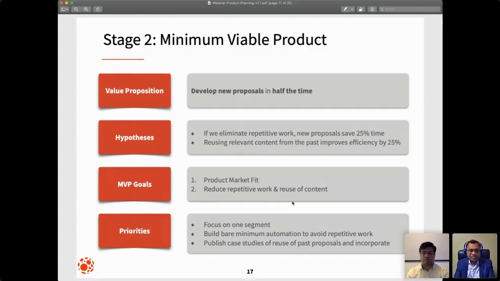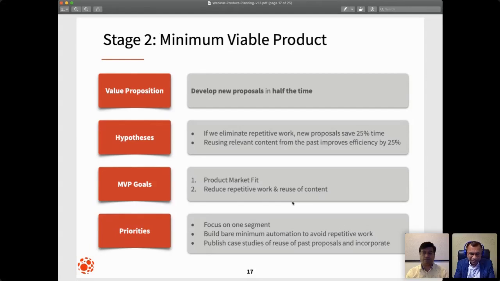So we take goals. The goal is, hey, I need to have product market fit. Otherwise, the product is not going to move forward and we must achieve it. Even if you have achieved a good portion of the hypothesis and value proposition, achieving product market fit is a requirement before you build bells and whistles and finer details of UX and integrations and expansions. So what's the second goal? Even if you have not achieved product market fit, you must achieve reducing the repetitive work and reuse of content, because that's the hypothesis which will lead to the value prop.